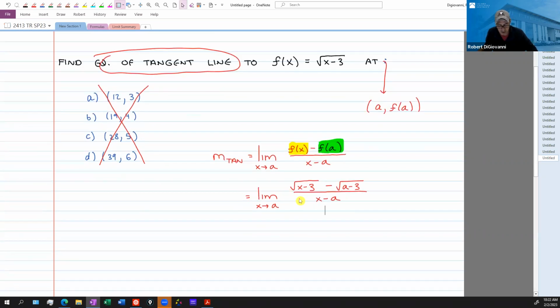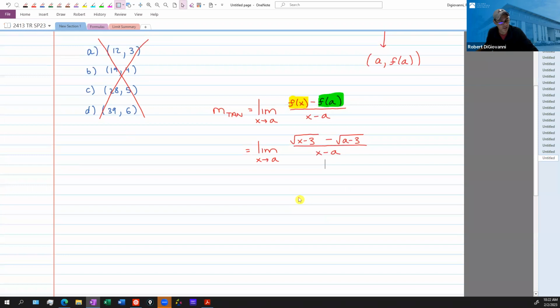This limit still looks terrible though, because if I let x go to A, that becomes an A there, that becomes an A there, and I get 0 over 0, right? I get 0 divided by 0. So I'm going to have to do some algebra right now. Does anyone have an idea of what algebra I'm going to do to make this limit work? What am I doing here?